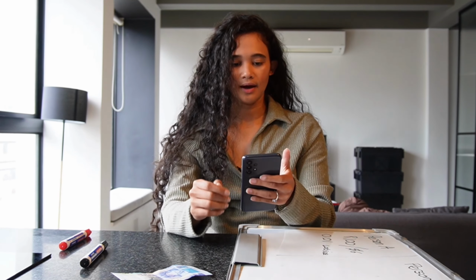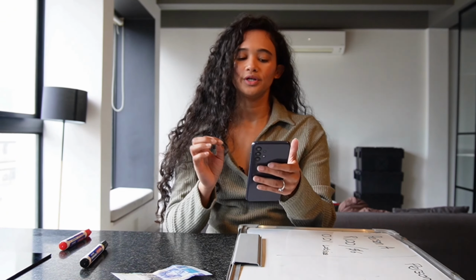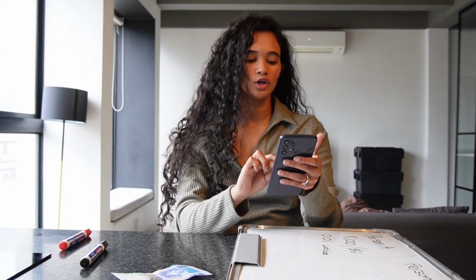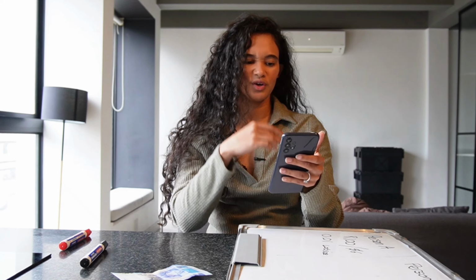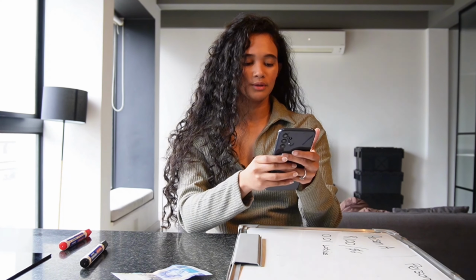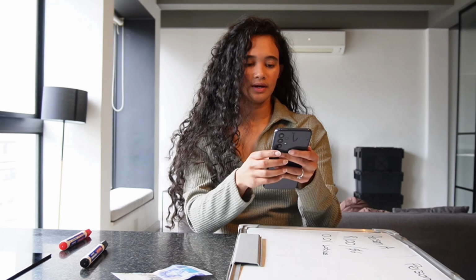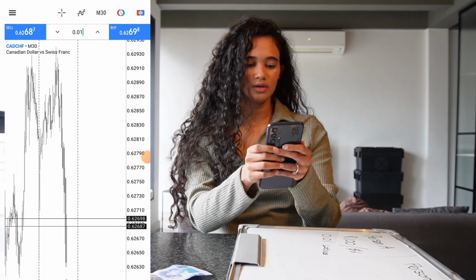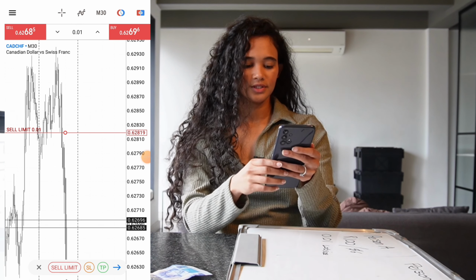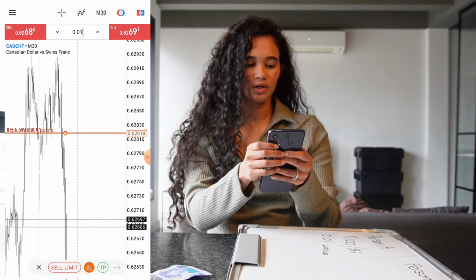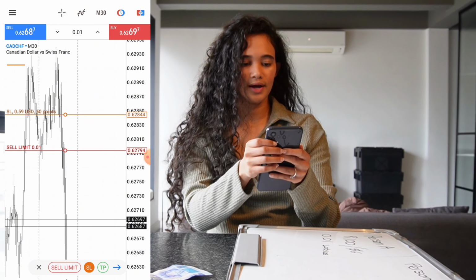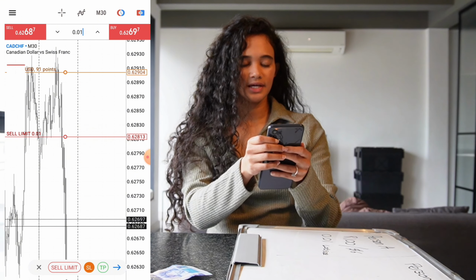Okay, and I'm going to just put in sort of an order. We're not going to place the trade, but you can see more or less with MetaTrader 5, you're able to see what you're going to lose or risk on the specific trade. So Canadian CHF, we're on the 30-minute time frame. I'm just going to put it anywhere on the chart right now for my entry. And then let's just put it here for sell. And then we're going to put our stop loss. So let's go for a 10 pip stop loss.